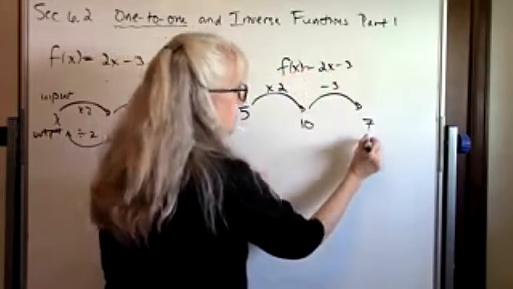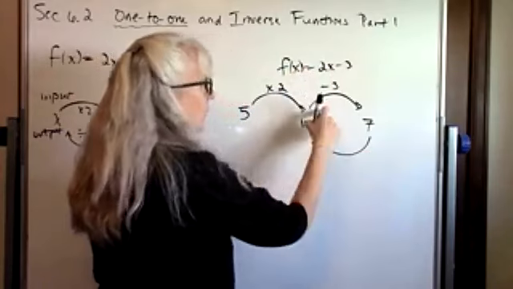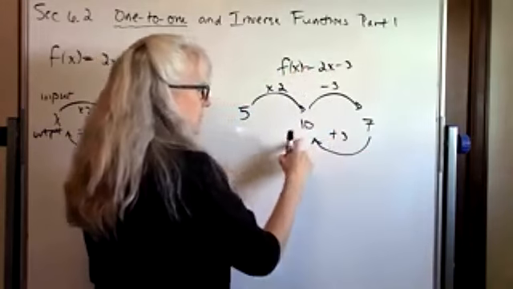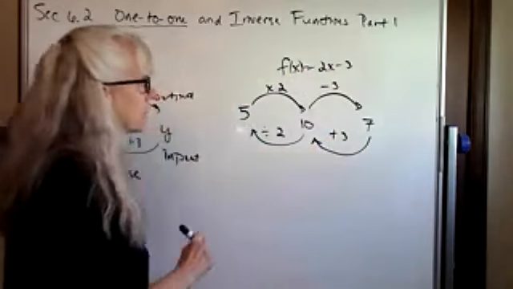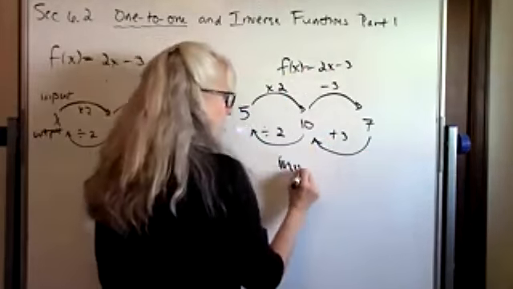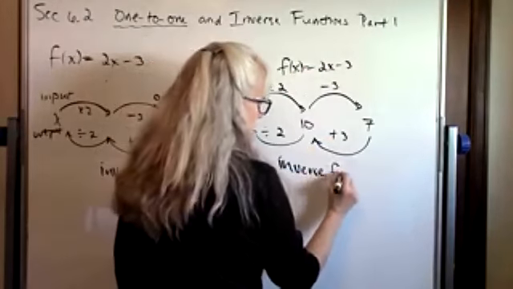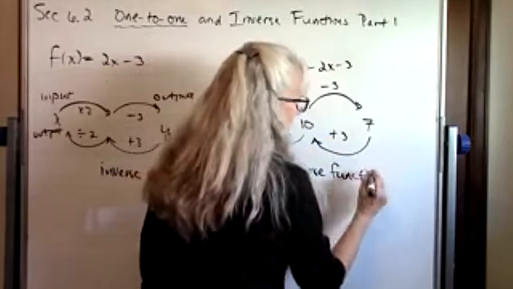Okay, the inverse function is going to take this 7. We're going to add 3. That's going to get me to the 10. And then I'm going to divide by 2, and it's going to get me back to the 5. So we can see that this is undoing what the original function did. And that's what an inverse function does.